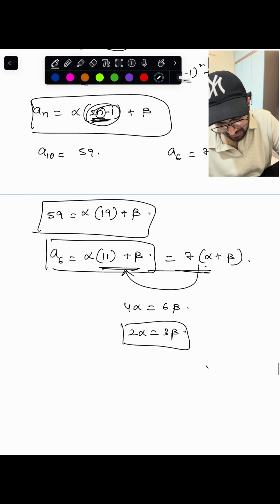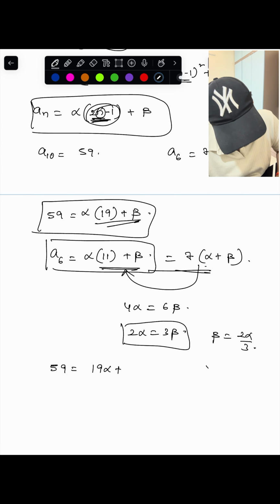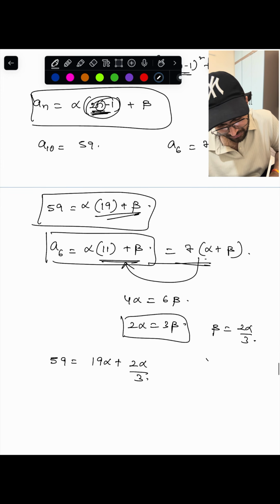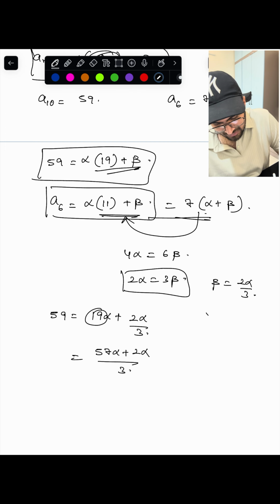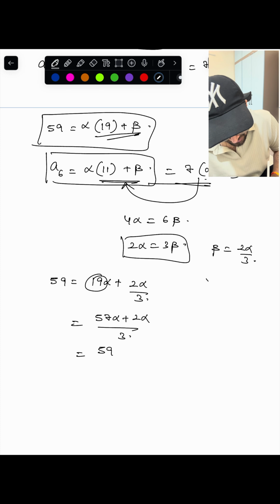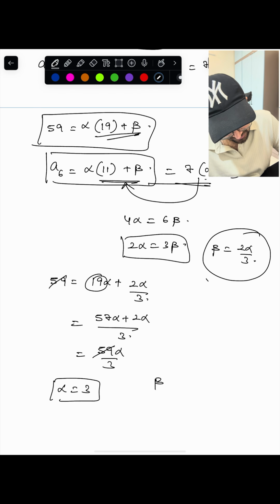Now we have another relation here, so substitute over here. 59 equals 19 alpha plus, instead of beta I can write 2 alpha by 3. If I take LCM, 19 threes are 57 alpha plus 2 alpha by 3, so 59 alpha by 3. 59 cancels out, alpha is 3. If alpha is 3, if I substitute in this equation, beta will be 2. So we got alpha and beta.